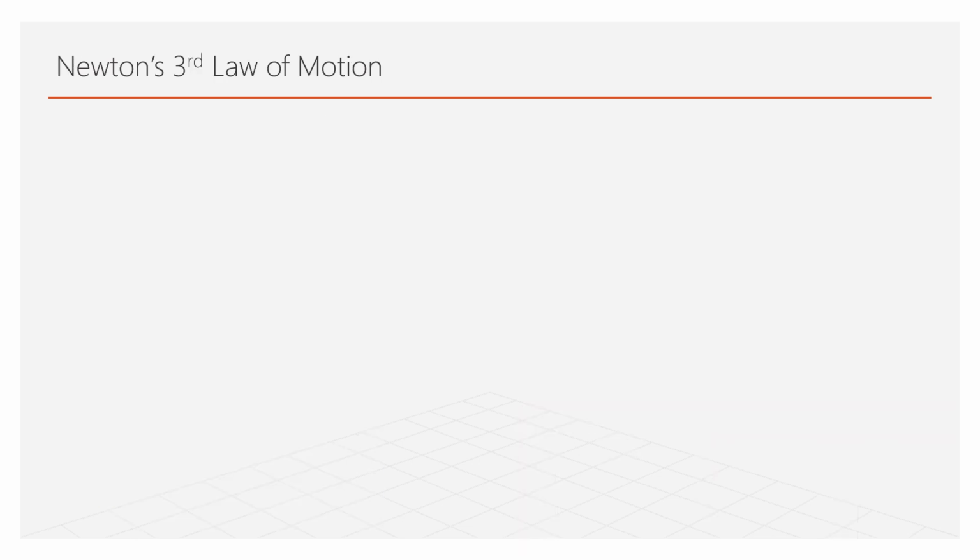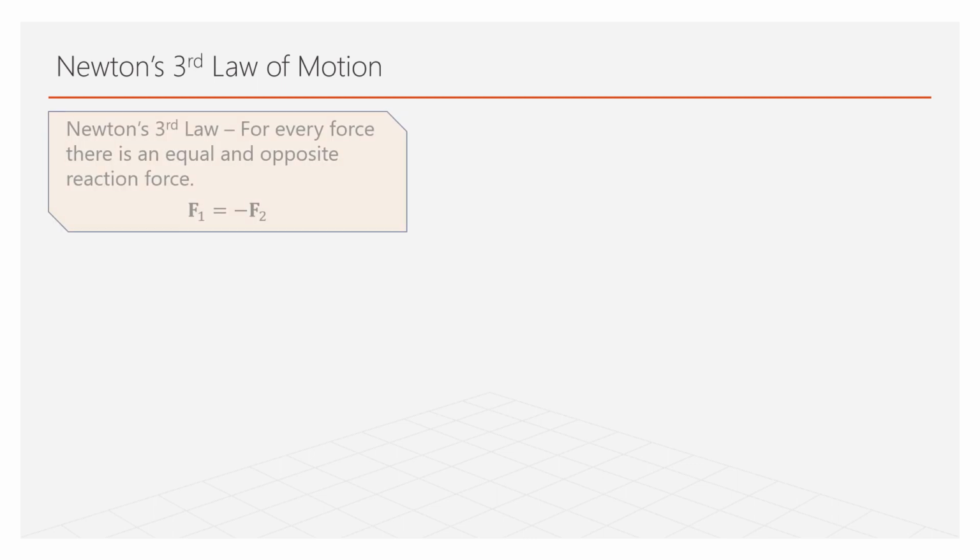Let's now discuss Newton's third law of motion. Newton's third law says that for every force there is an equal and opposite reaction force. For example, if a hammer strikes a nail, the hammer acts on the nail with an impact force to drive the nail into a piece of wood. But the nail also imparts an equal force onto the hammer.